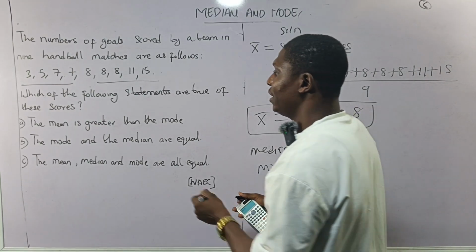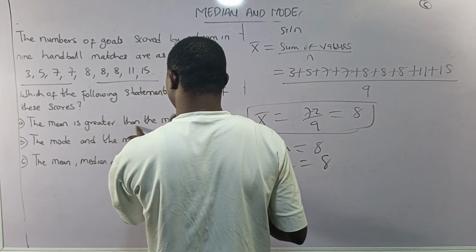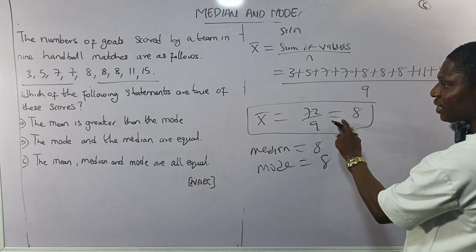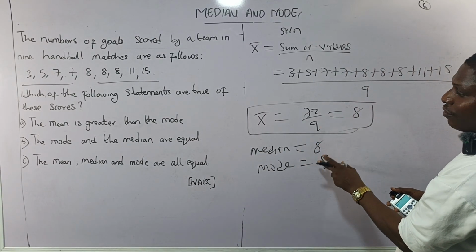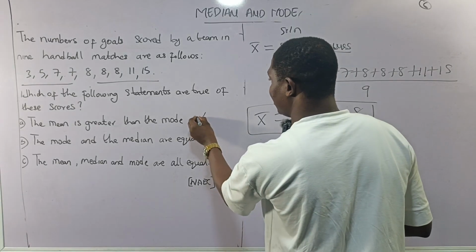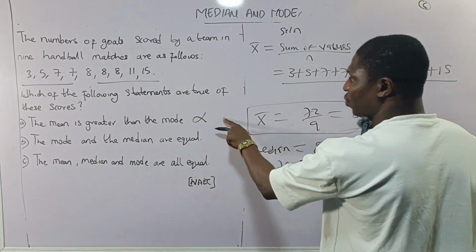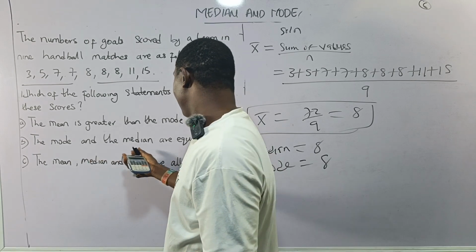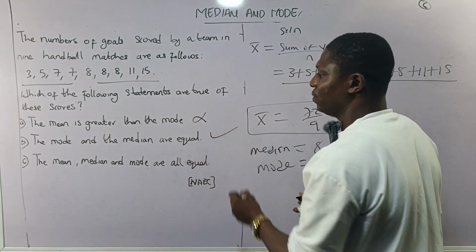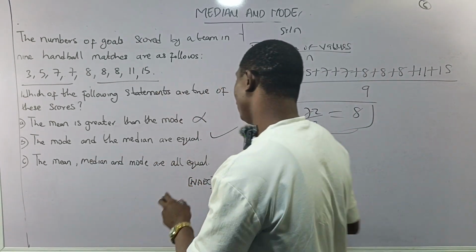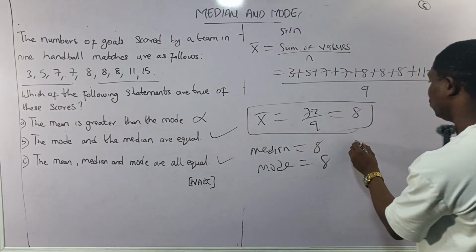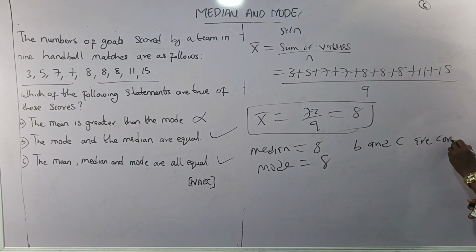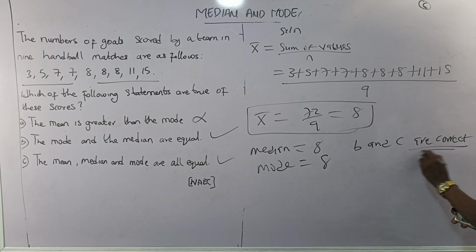So therefore, the statement that the mean is greater than the mode is wrong. Why? The mean and the mode are equal to 8. So this is not correct. So this is false. B says the mode and the median are equal. This is true. C says the mean, median, and mode are all equal. True. So B and C are correct. And this is the solution to this question.